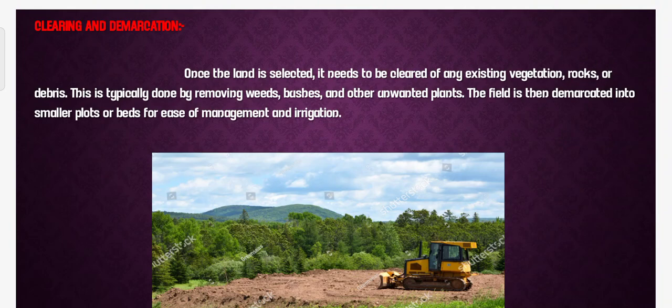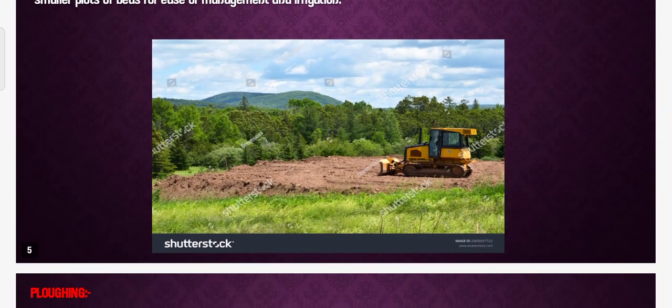Clearing is often done to create a clean and open space, allowing for easy access and implementation of planned activities. Second, demarcation. It involves marking or defining the boundaries or limits of a particular area of land. This is typically done to establish property boundaries or to designate specific zones for various purposes.